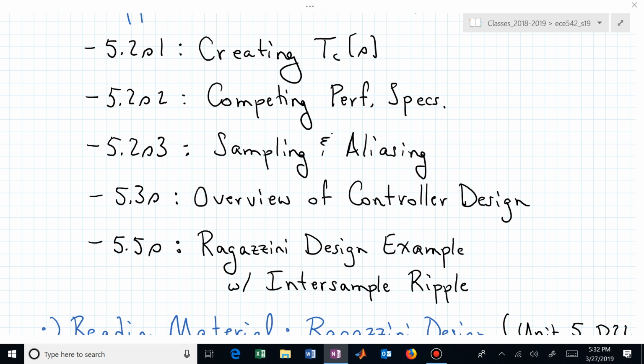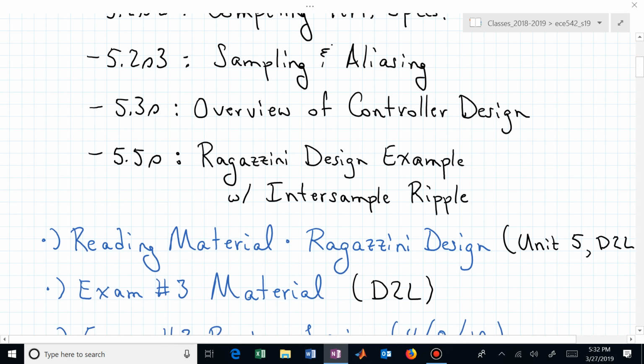What is not yet there, which I think needs to wait maybe until after today's material, is Supplement 5.5, which deals with the Ragazzini design example and something known as intersample ripple. And that might really pique your interest to know what in the world is intersample ripple. But essentially you can think of that as bumps and dynamic behavior or interesting behavior between samples.